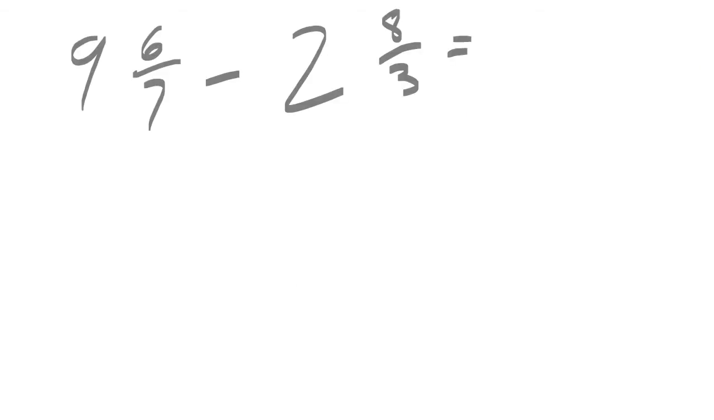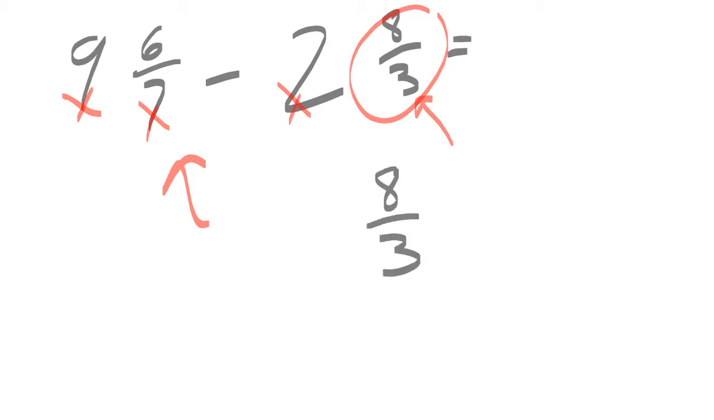The first one is 9 and 6/7 take away 2 and 8/3. Now, the first thing we're going to do is convert any improper fractions into mixed numerals. So let's forget about the 9 for now, the 6/7, the 2. Let's just worry about the 8/3, and we'll come back to all of this shortly. So 8/3, let's convert that into a mixed numeral.